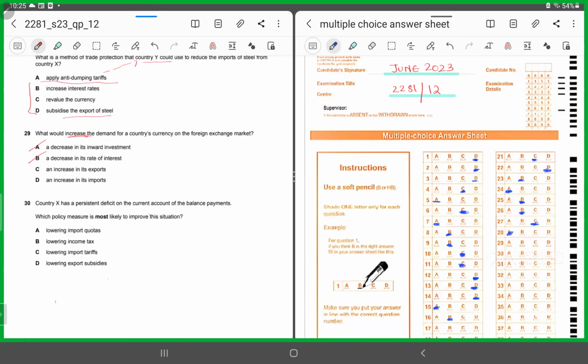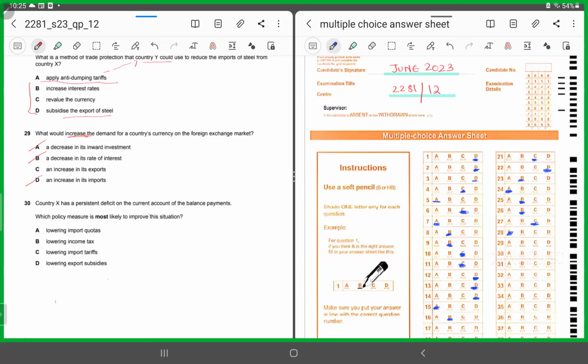D says an increase in imports. So if imports are rising, there would not have been an increase in the demand for the country's currency. Instead, it would have been the opposite. So 29D is also not correct.